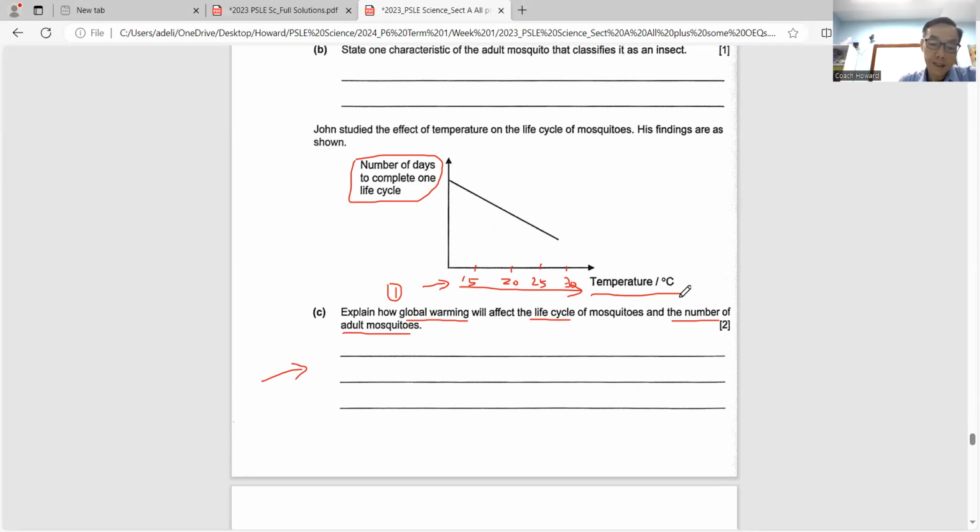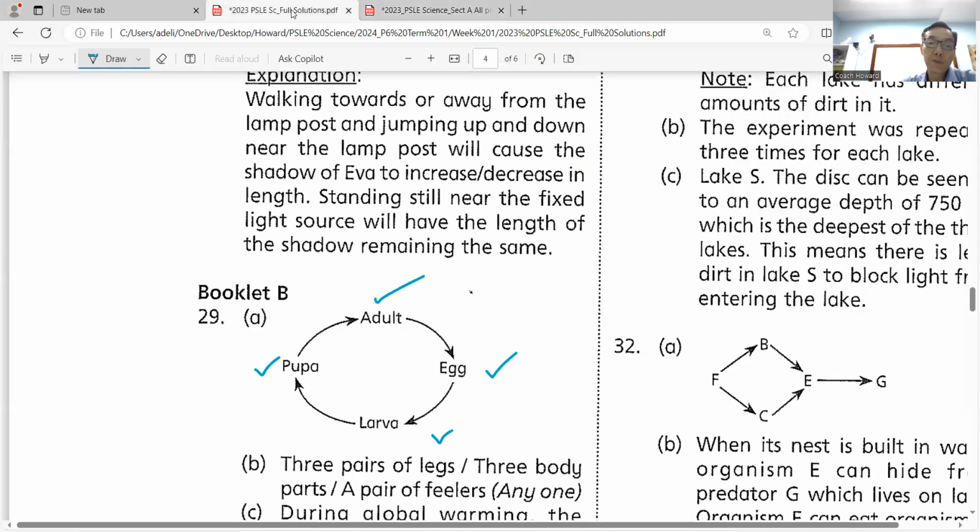So you can say that during global warming, the temperature of the surrounding increases. From the graph, as the temperature of the surrounding increases, there are fewer number of days. You can actually quote this part, or you can say the number of days to complete one life cycle decreases as temperature increases. This means that the mosquito will take fewer days to complete one life cycle. That means this will lead to more adult mosquito. So this is a full solution given here.